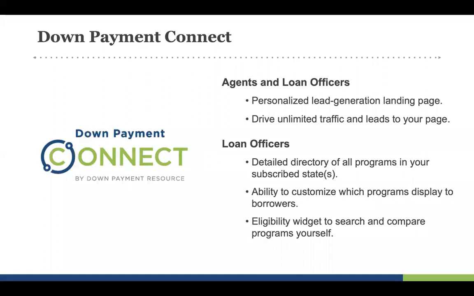The agent version of Down Payment Connect gives you a free personalized lead generation landing page where consumers can come search for down payment assistance programs where they want to buy, whether or not they have a specific property in mind. They might just know what city or more broadly what county they want to purchase a home in, but if they don't have a specific address, they can still search by county, search by city, search by neighborhood. Now, this is a lead generation tool. If you are a member of one of our MLS partners, you already have it for free.